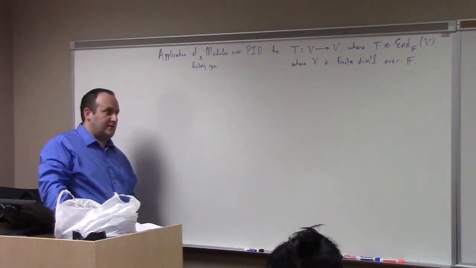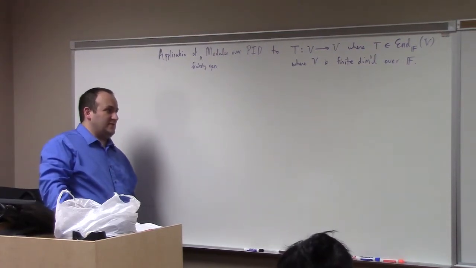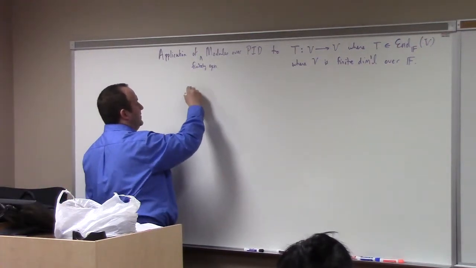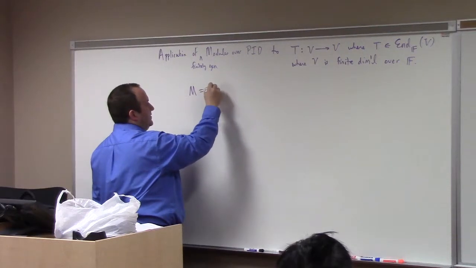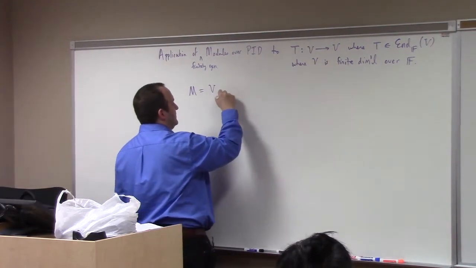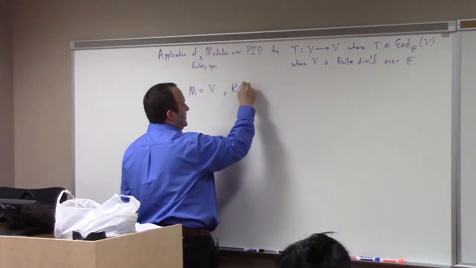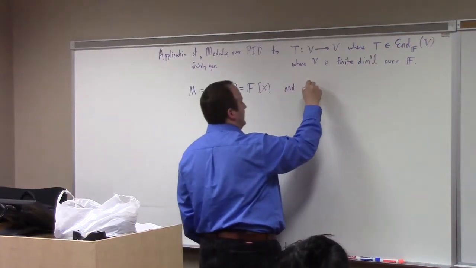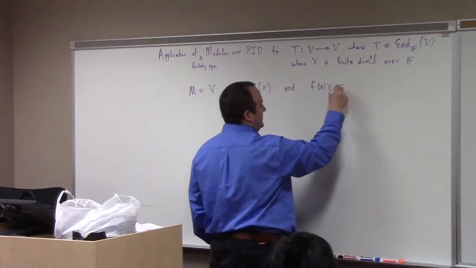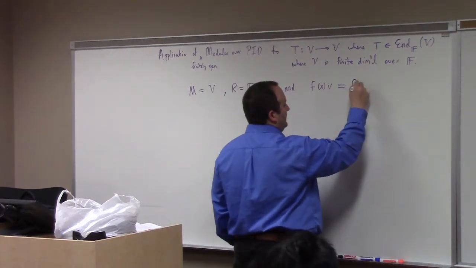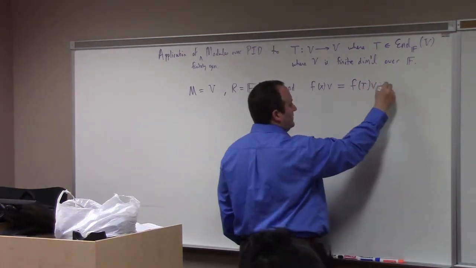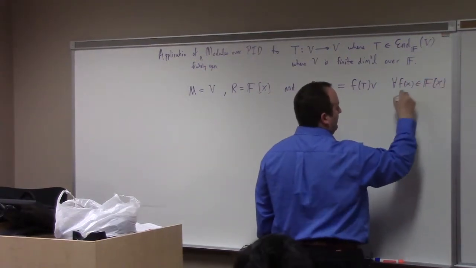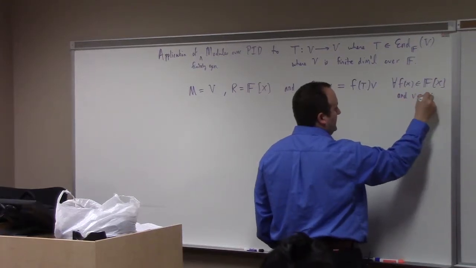So I think the first thing we need to do is remind ourselves, what is the module we're working with? We're working with M equal to what we usually call V, with the ring being polynomials in X. And what was our ring action? We had f of X acting on V equal to f of T of v, for all f of X in the polynomial ring, and v in V, right?